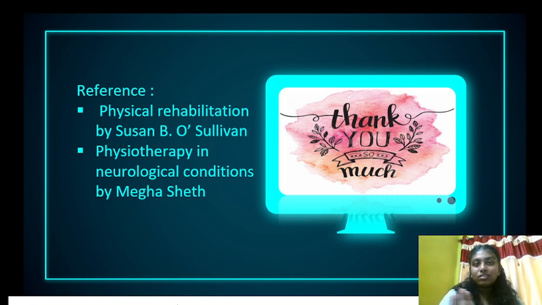There are more, but these are all I have included, and the reference is from Physical Rehabilitation by Susan B. O'Sullivan and Physiotherapy in Neurological Conditions by Megha Sheth.